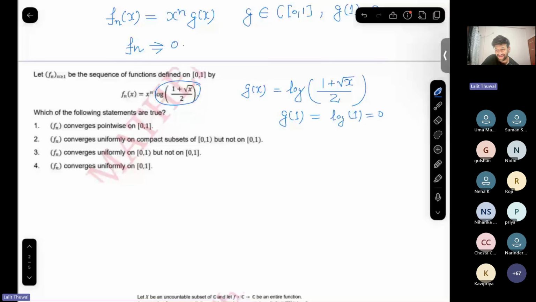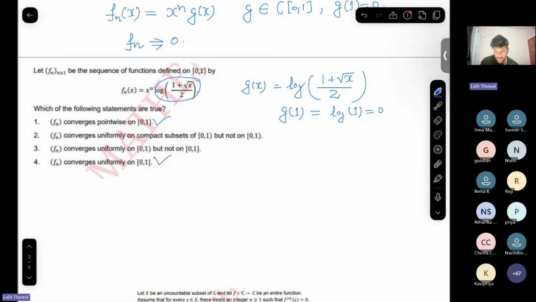Nidhi, you tell. Sir, first option and fourth option. Okay, converse point-wise, that is okay. And this is okay, right. So does anyone have any questions? Because this sequence will converge uniformly. Yeah, please ask.